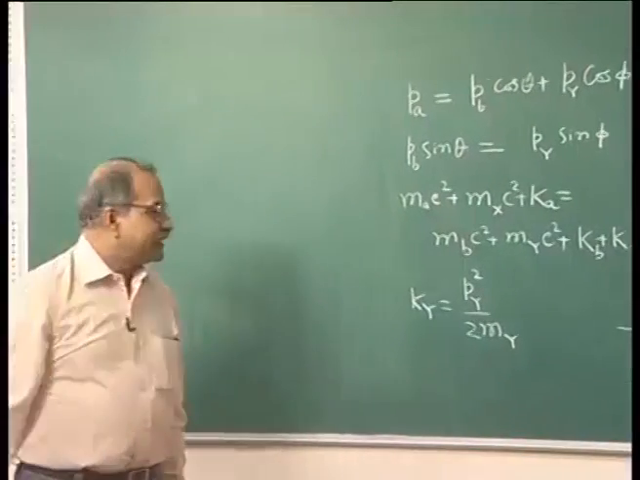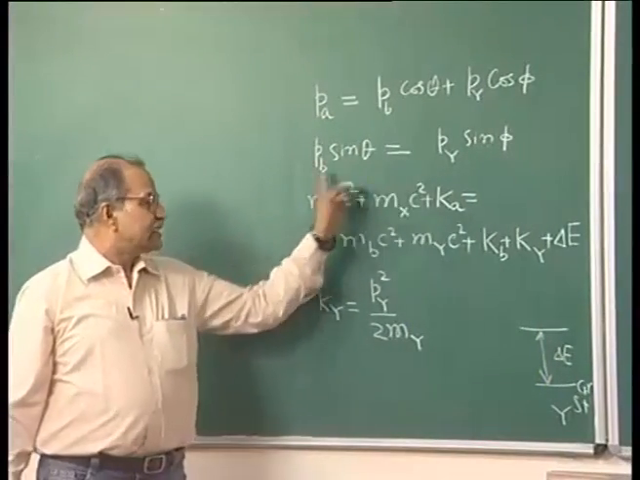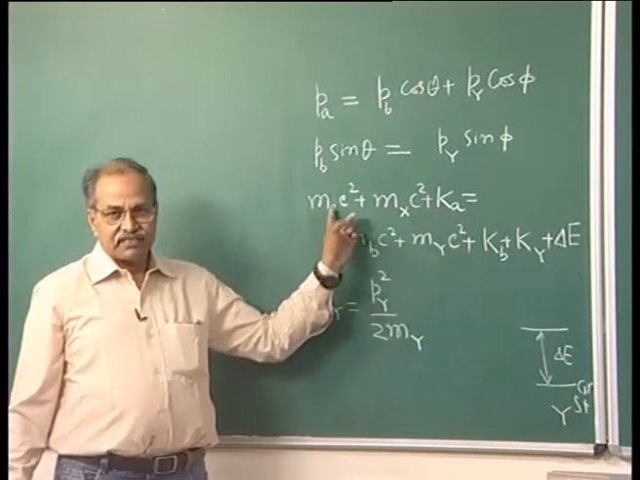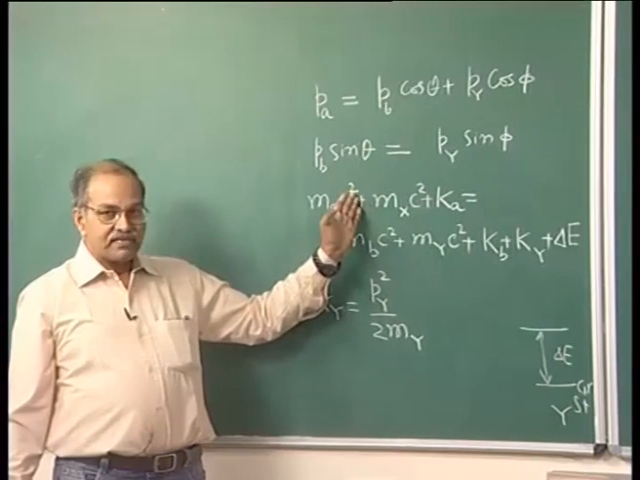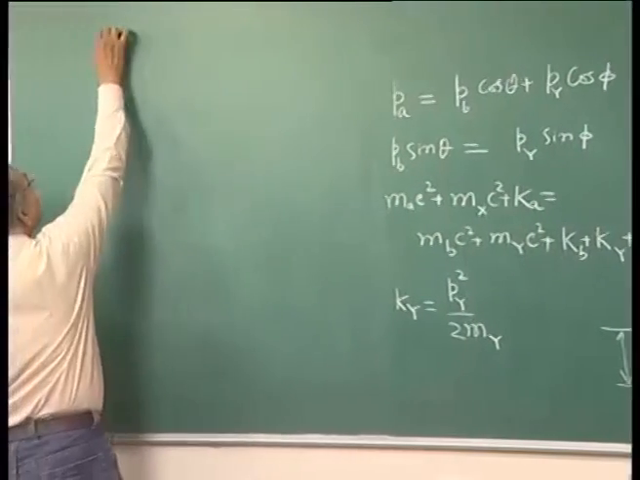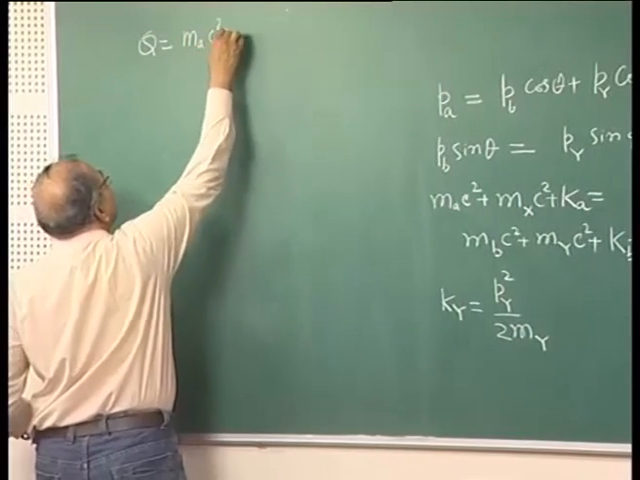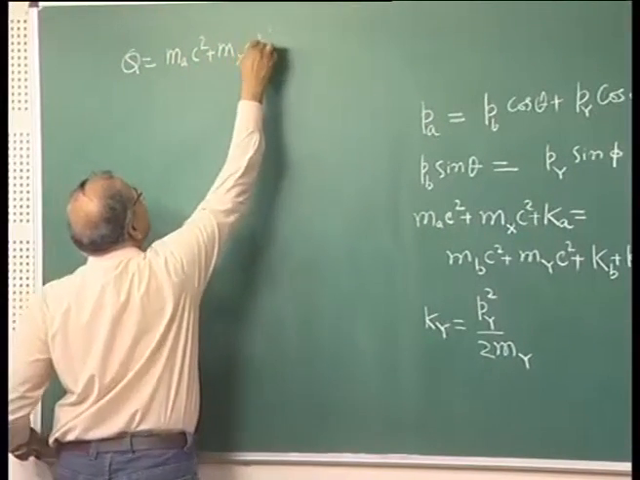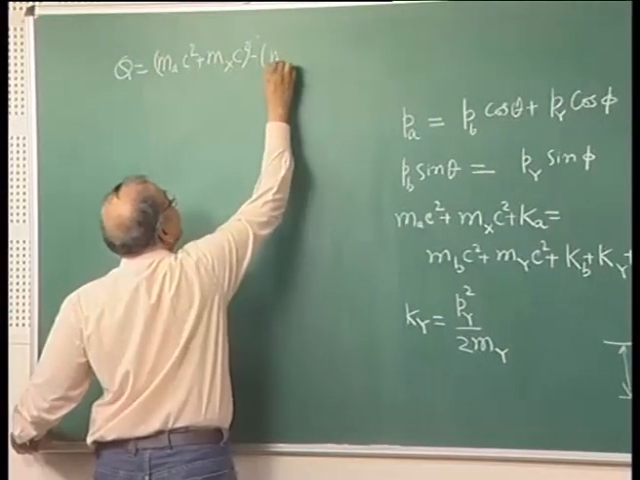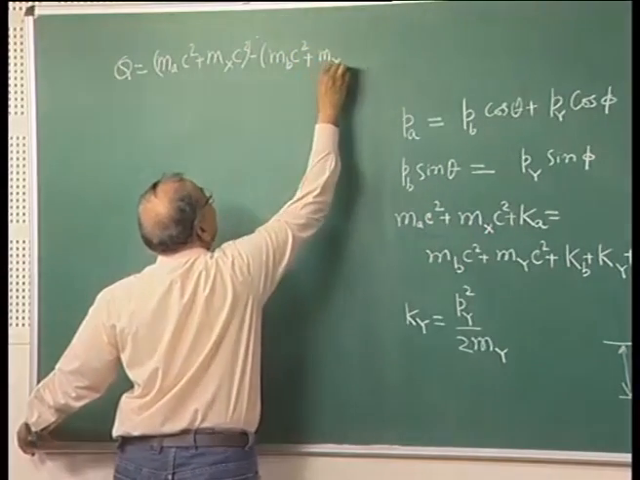Okay, come back to the energy expression, which is here. m a c square plus m x c square is the initial rest mass energy, and m b c square plus m y c square is the final rest mass energy. Take it to the left side. Initial rest mass energy minus final rest mass energy is known as the Q value, you know that. So Q is the initial rest mass energy, m a c square plus m x c square, minus the final rest mass energy, m b c square plus m y c square.